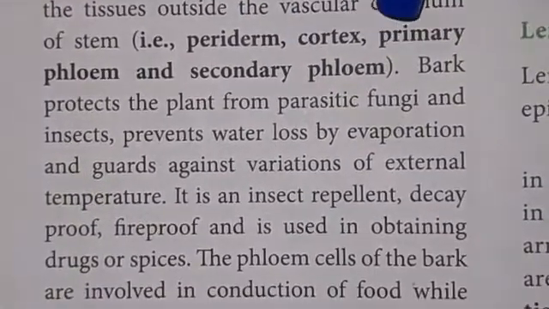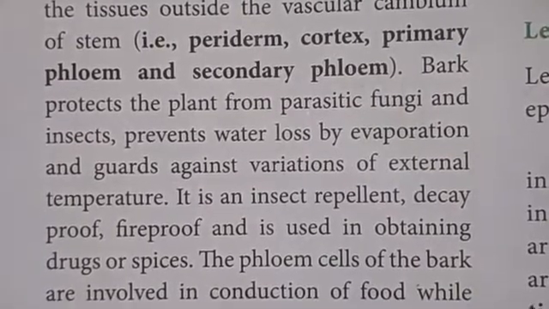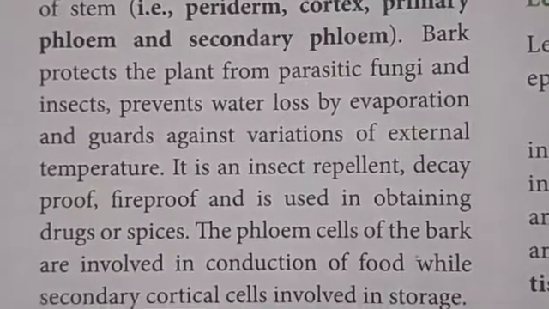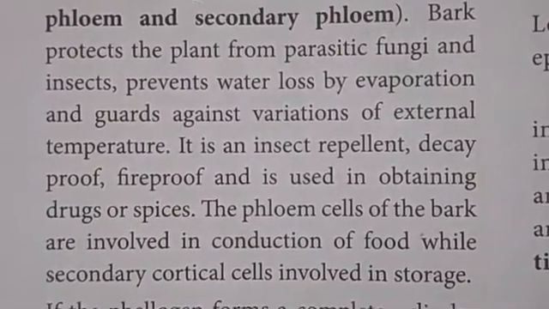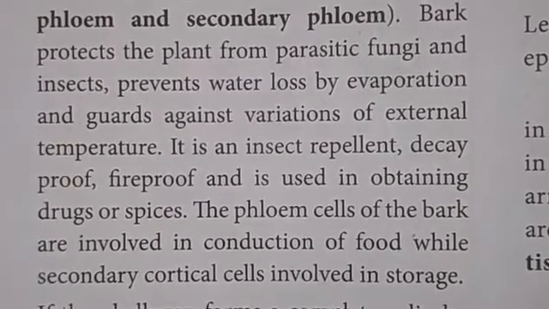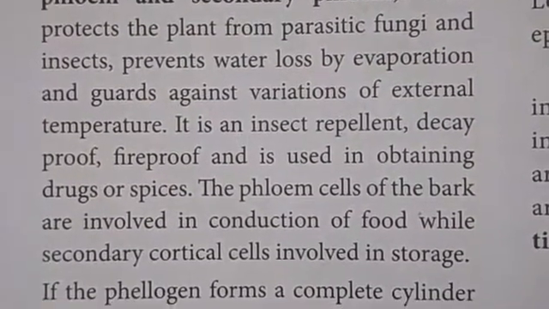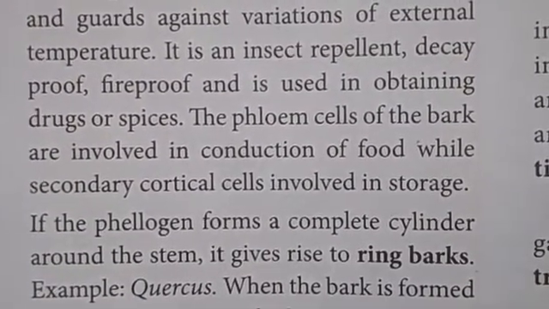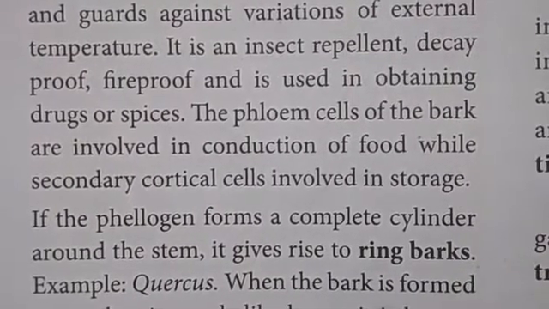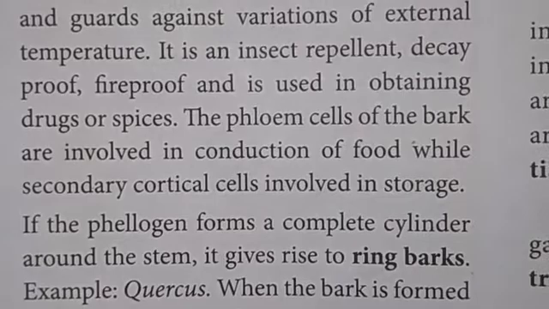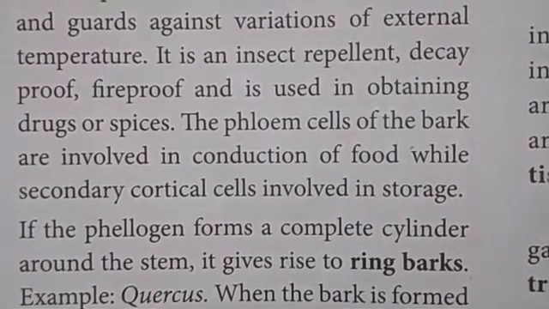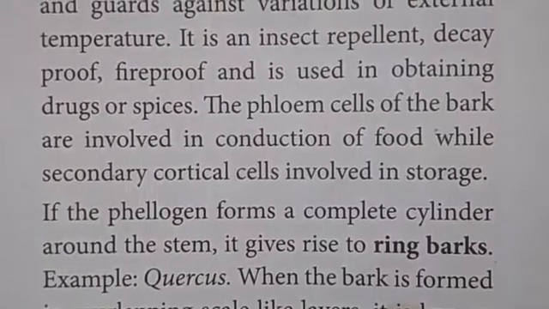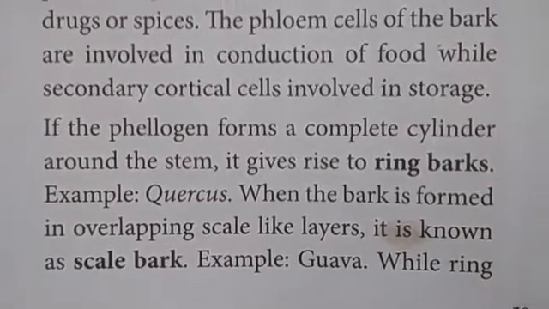The bark protects the plant from parasitic infection, such as that caused by fungi and insects. It prevents water loss by evaporation and guards against variation of external temperature. It is an insect repellent, decay proof, fire proof, and it is used in obtaining drugs or spices. For example, cinnamon bark is used as a spice. The phloem cells of the bark are involved in conduction of food, while the secondary cortical cells are involved in storage.